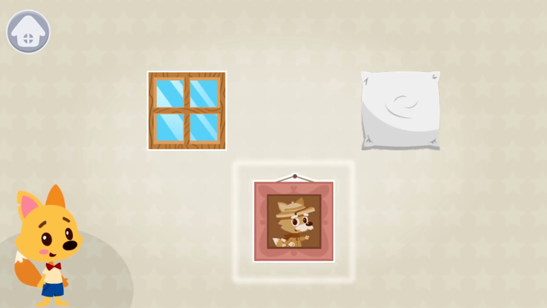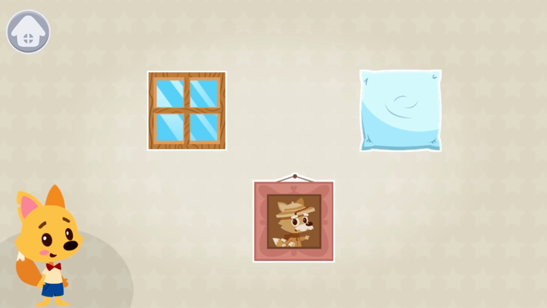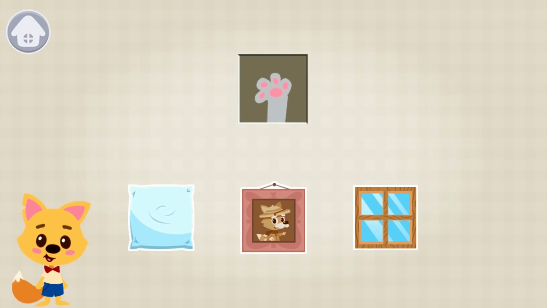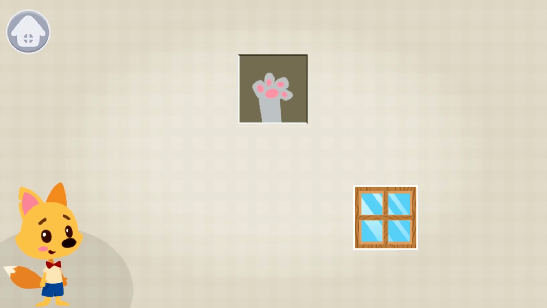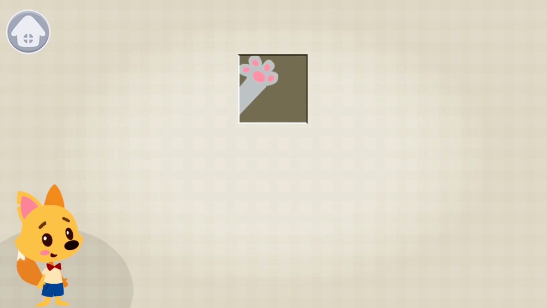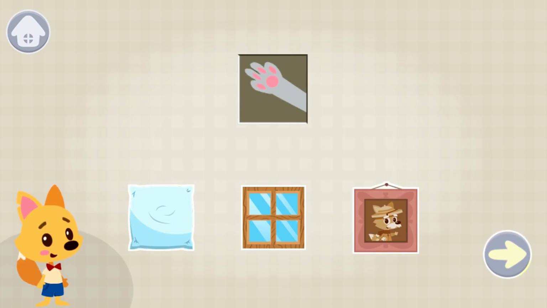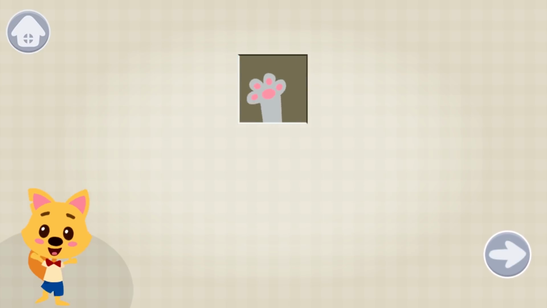Window. Portrait. Pillow. Drag all the square items into the square window above. Keep it up. Super.